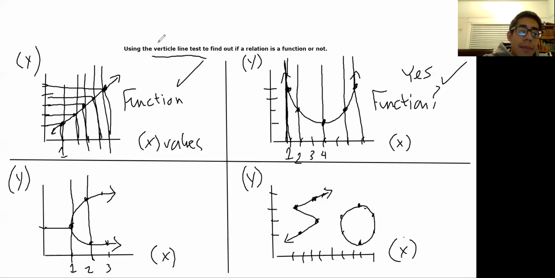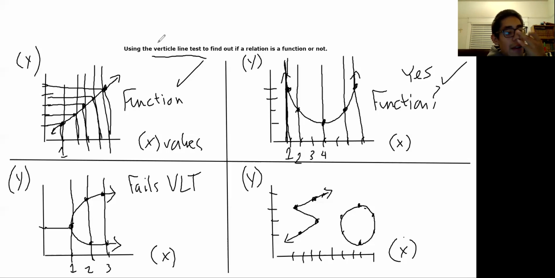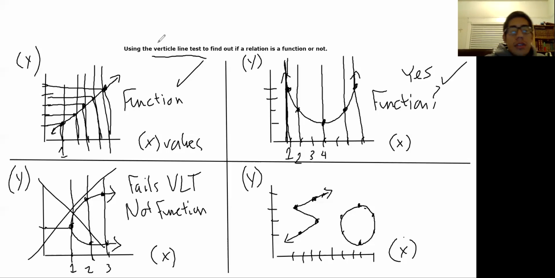So this automatically fails the vertical line test. And in case we needed more proof, this is a parabola, but it's on its side. 3 also fails the vertical line test. If any single line in a function fails the vertical line test, then it's not a function. So this is not a function.